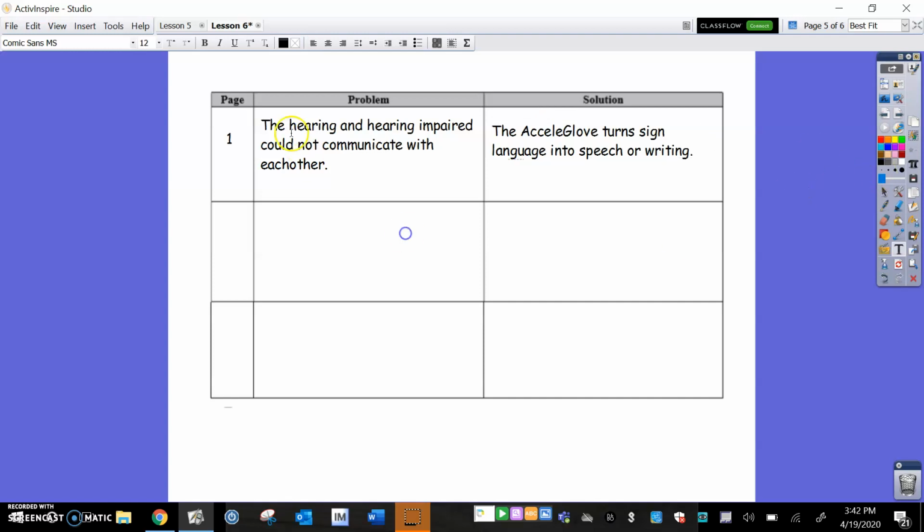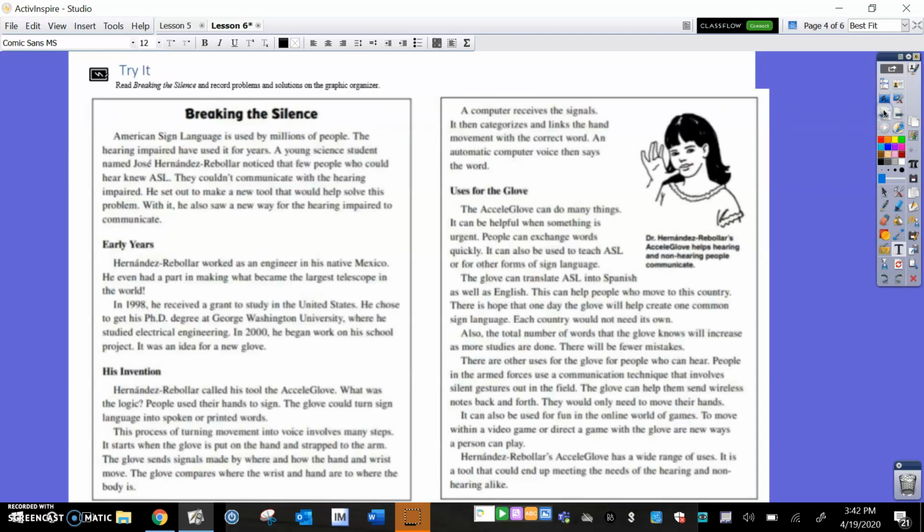Okay, so that is a clear solution to the problem. The issue was people couldn't communicate with each other, the hearing and hearing impaired. Now the Excel glove has solved that problem. It turns the sign language into speech so the hearing can hear what they're saying, or they can write it down. So that is the problem and solution. You're going to read the rest of the text on your own, and it's right here, so you can actually pause the video and just read it from here if you want and find other problems or solutions that are in this text.